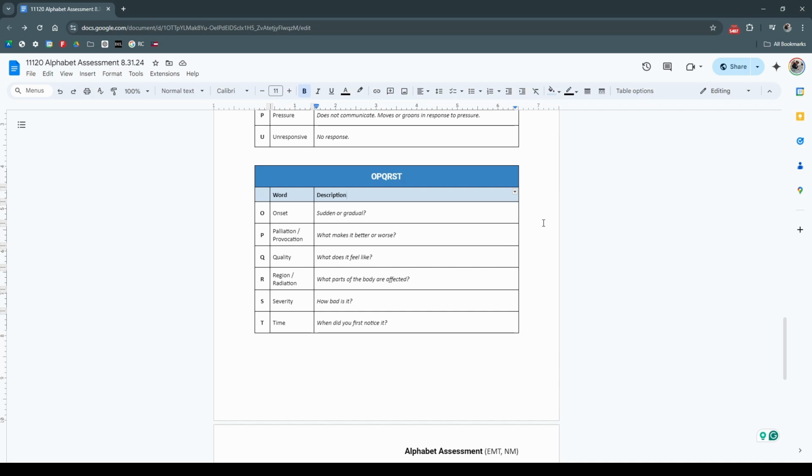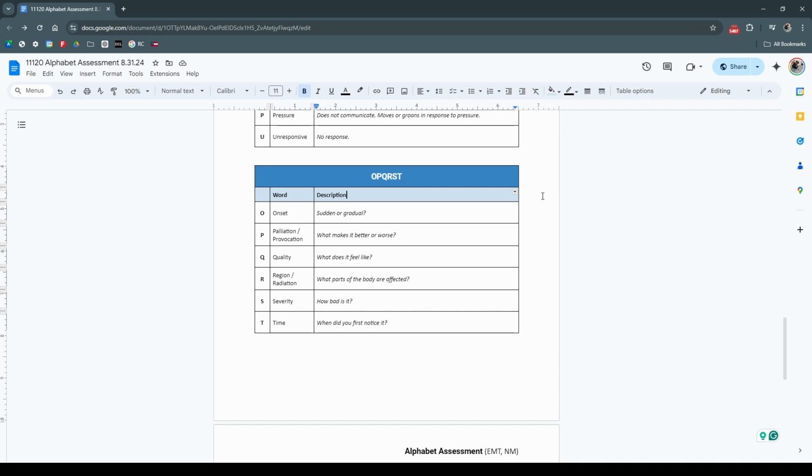And the easiest way to start is through the concept of pain. If a person says, my arm hurts, then we'll go through OPQRST to figure out information there. O for onset is just a simple question. Did this happen all of a sudden, or did it happen gradually or over time?